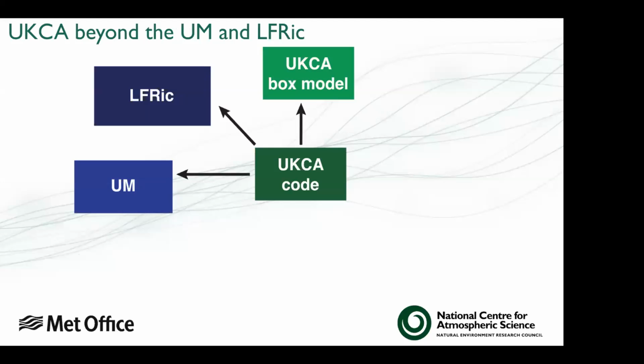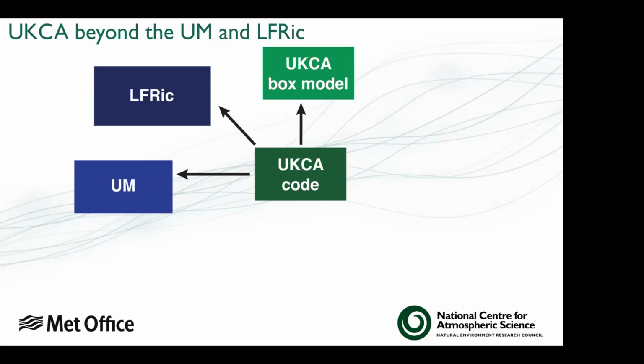So what might we have in our ideal situation? We've got our UM, and we've got Elfric, we've got the UKCA code, and it works in both. And we could also have our UKCA code in a box model, and we could have all these three running at the same time. So you would do initial developments in the box model, maybe technical developments, maybe looking at new mechanisms, changes to the aerosol scheme, and you can test it out in the box model before you then apply it to the UM or to Elfric or to both.